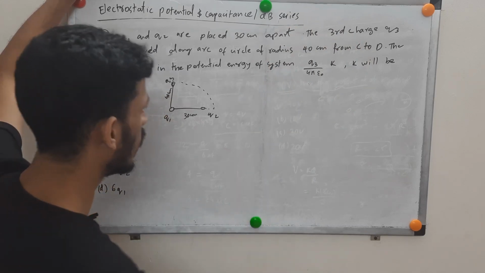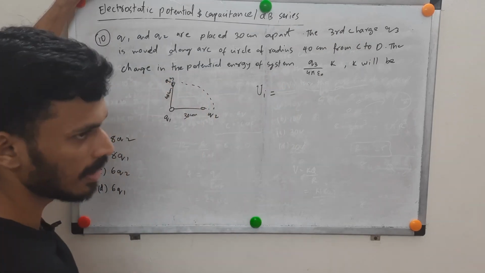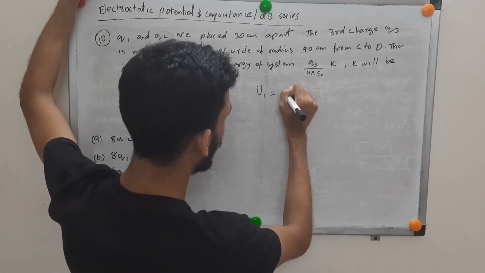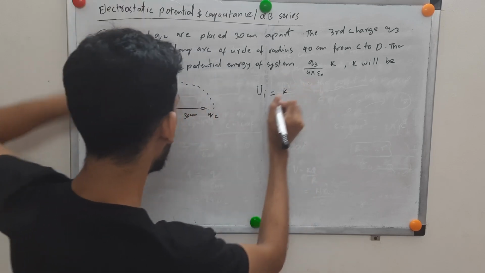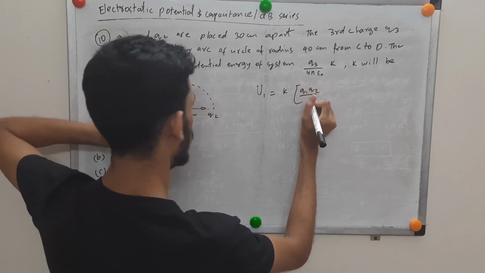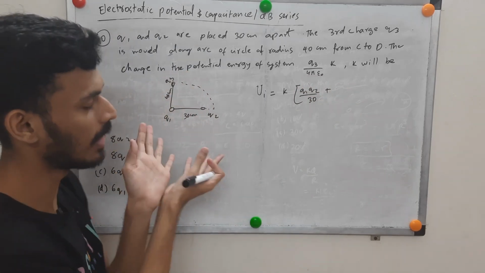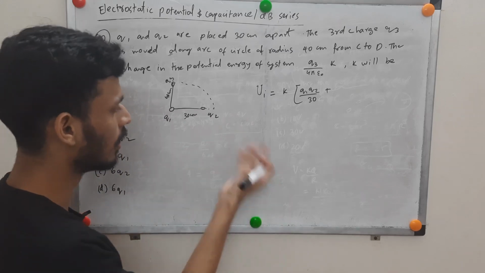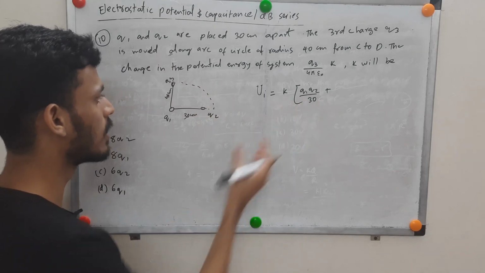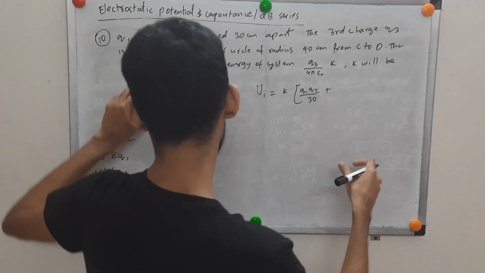So let us find the change in potential energy. Initially this is the configuration. So what is the initial potential energy? You know it's k q1 q2 by r. So you have a system of charges, and the first one is q1 q2 by 30. This is not going to change, and anyway it will get cancelled in the final potential energy, since only this charge is moving. This relative distance has not changed, but for correctness we'll write it. You'll see that it gets cancelled.